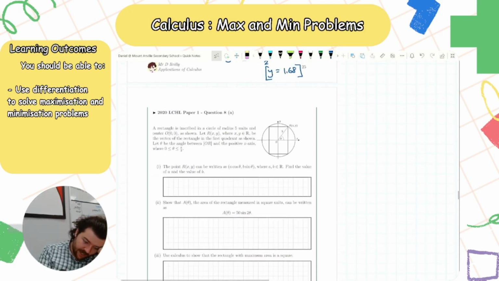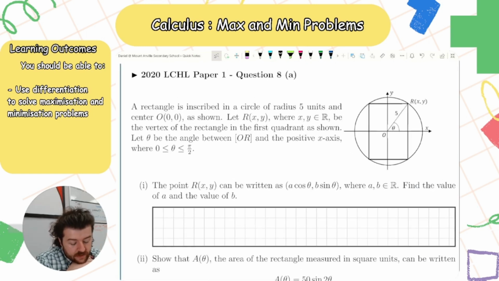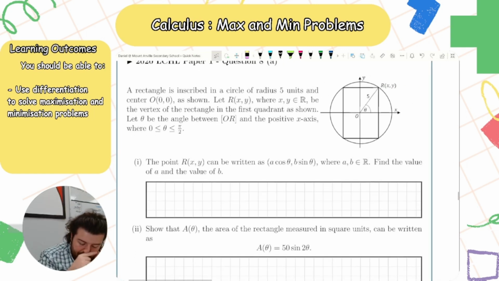Right, last question here. 2020, Leaving Cert Higher Level, Paper 1. A rectangle is inscribed in a circle of radius 5 and center (0, 0), as shown. Let P, (x, y), where x and y are real numbers, be the vertex of the rectangle in the first quadrant shown. Let theta be the angle between OP and the positive x-axis. The point P can be written as (A cosine theta, B sine theta). Find the values of A and B.